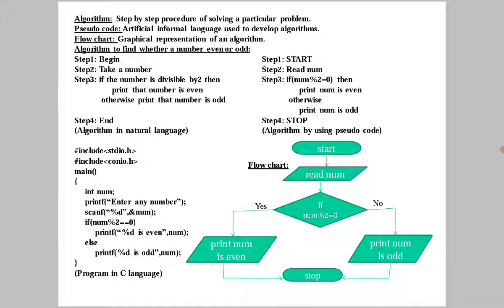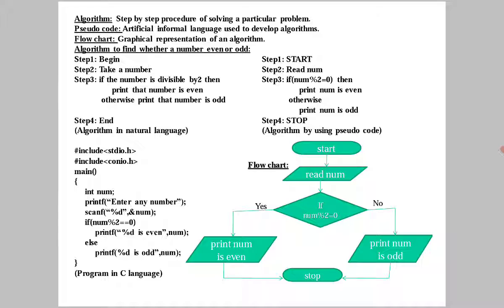Next is pseudocode. What is pseudocode? An artificial language used to develop algorithms. Next is flowchart. What is a flowchart? A flowchart is a graphical representation of an algorithm, used to depict any problem in a graphical representation. Generally in flowcharts we use various symbols.